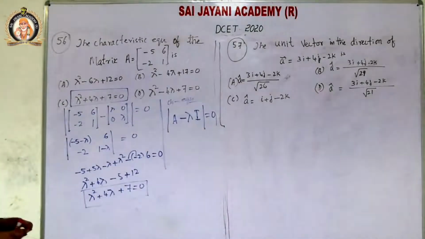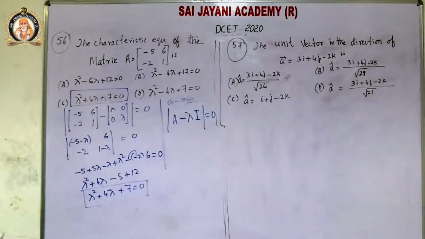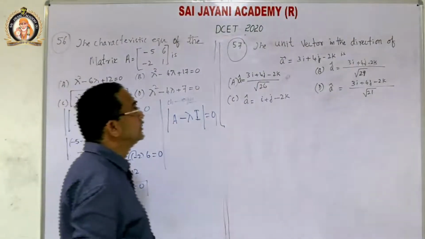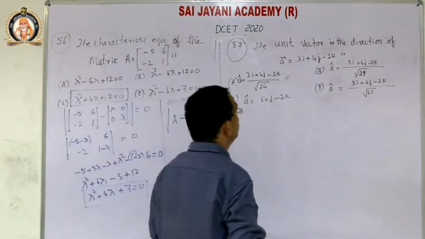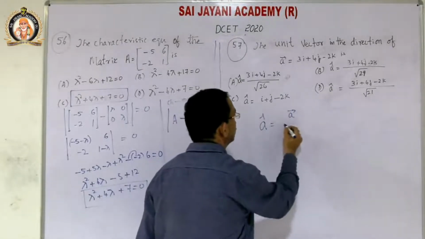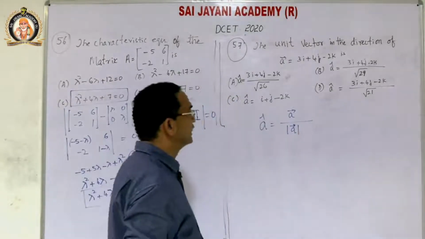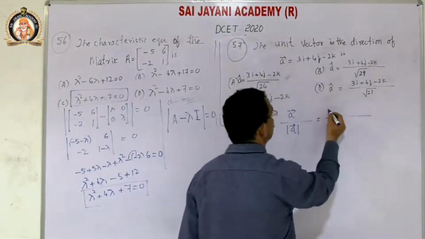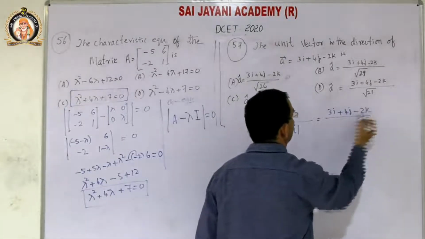Okay, I hope all of you are understanding this concept of finding the characteristic equation of a given 2 cross 2 matrix. So now we shall pass on to the next question, that is the unit vector of the directions. As we have studied, unit vector is always defined as A cap is equal to A vector over magnitude of A vector. According to that, the A vector that he has given is 3i plus 4j minus 2k.